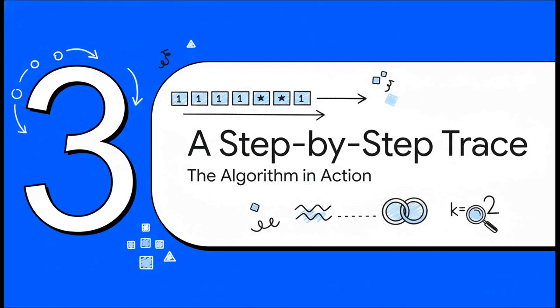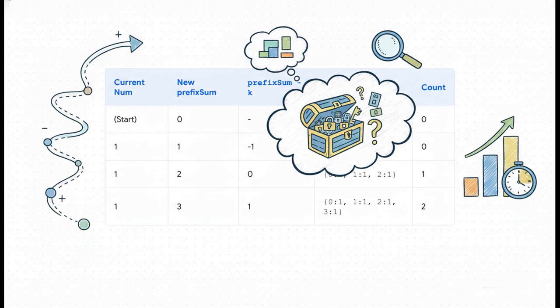Okay, theory is great, but let's actually see this dynamic duo in action. We're going to trace our original example, nums equals 1, 1, 1, with our target k equals 2, and just watch the magic happen, step by step. All right, let's walk through this. We start with our count at 0 and our map with just that special 0, 1 inside.